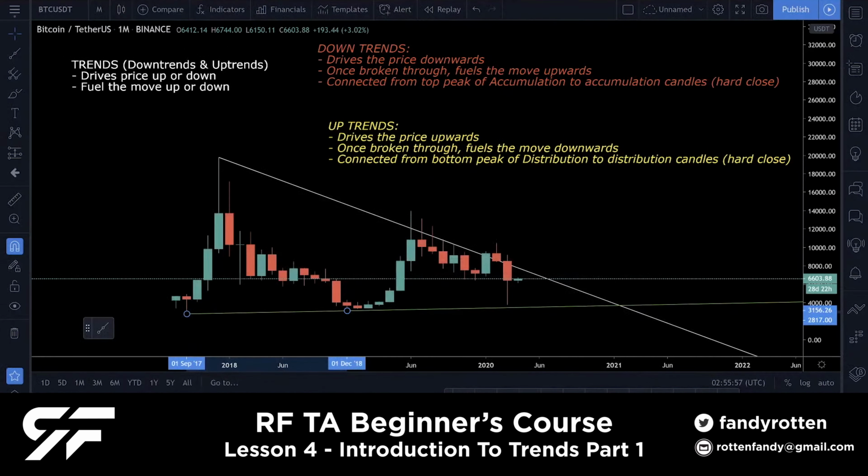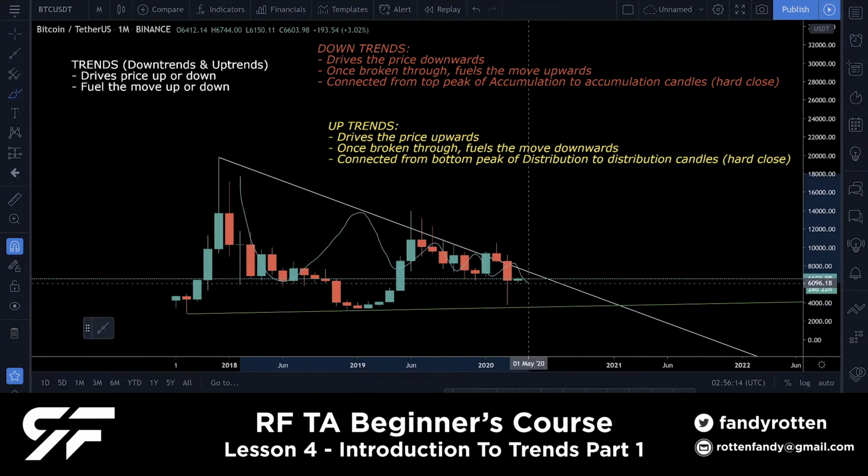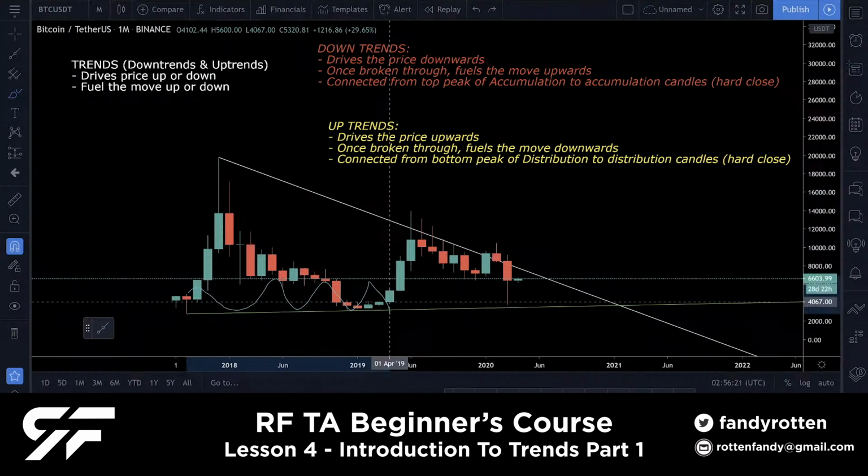So in this lesson, we're going to be talking about trend lines. There are two different types of trends, a downtrend and an uptrend. Now, what is the purpose of a trend line? A trend line either drives the price downwards, it acts like a resistance on the way down, okay? Or in case of an uptrend, it drives the price upwards, it acts as a support, right?